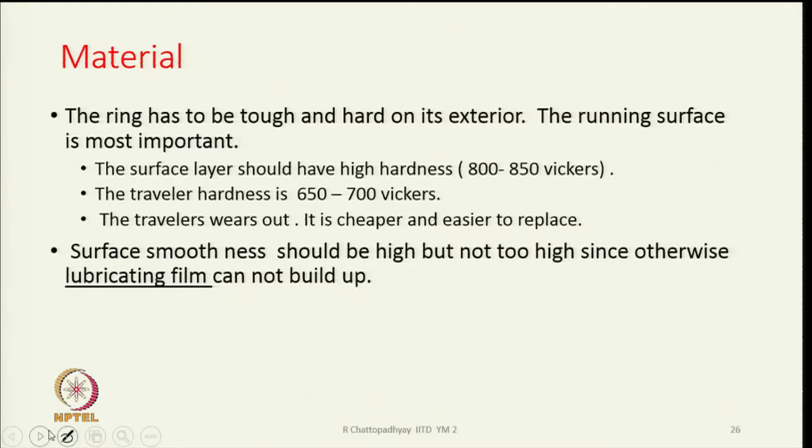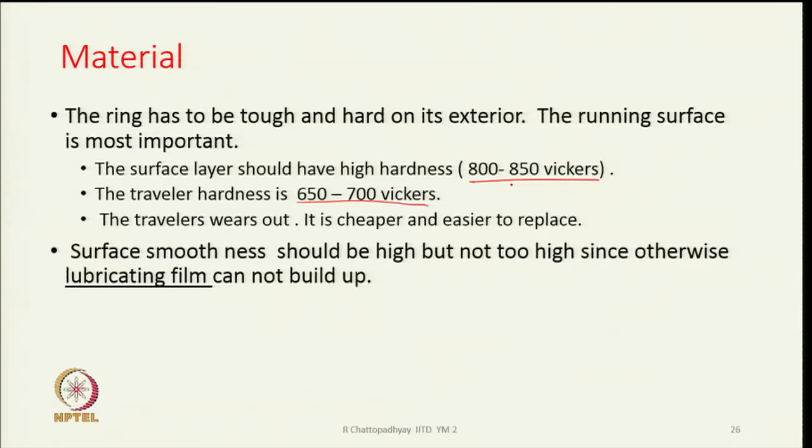The running surface is most important, because continuously two metallic pieces are abrading with respect to each other. The ring is made of some metal alloy, the traveler is also, so there is a contact between two metals, and hence it is very, very important to ensure that the wear and tear can be minimized in order to enhance the life of the ring and traveler as well. The surface layer should have high hardness. The traveler hardness is 650 to 700, whereas the hardness value of the ring top surface is 800 to 850 Vickers.